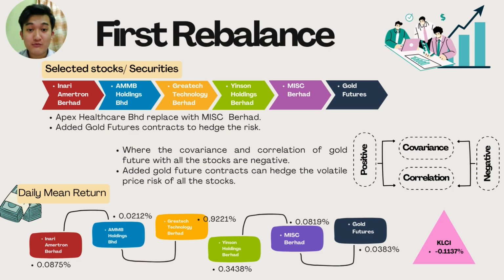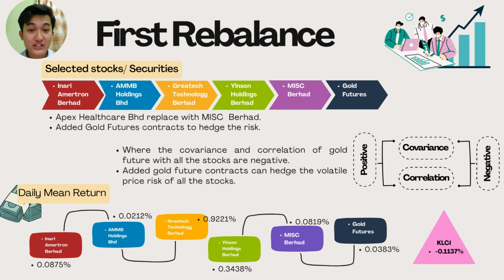In our first rebalance, we sold off the stock that generated the most negative return, which is Apex Healthcare Berhad that recorded negative 0.009% of portfolio return in our initial portfolio, and we replaced this stock with MISC Berhad. Moreover, we also added a derivative instrument to hedge the risk, which is a futures instrument. All in all, we selected stocks like Inari, AMMB Holding Berhad, Greentech Technology Berhad, Instant Holding Berhad, MISC Berhad, as well as a Gold Future contract.